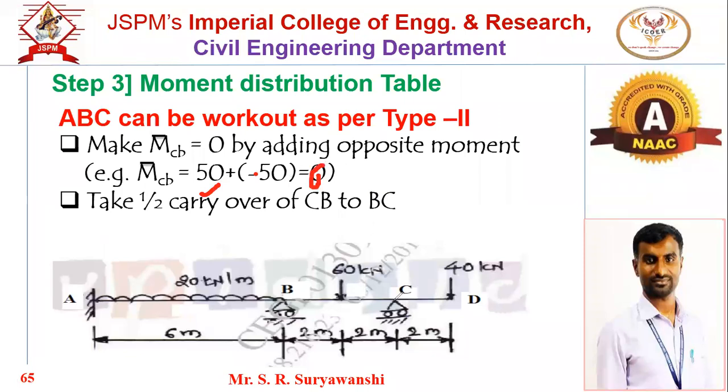That means the moment at C is only due to the overhanging span. That's why we have to make this adjustment, and take half carryover of CB to BC. So when you add this minus 50, half of that, minus 25, you have to carry over to the BC member. That is the adjustment, as in type number 2. Okay, this is the adjustment you have to do.